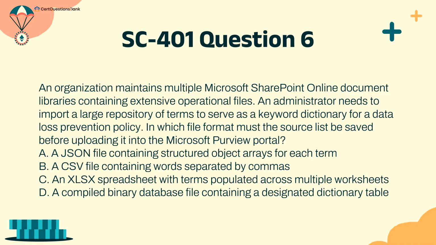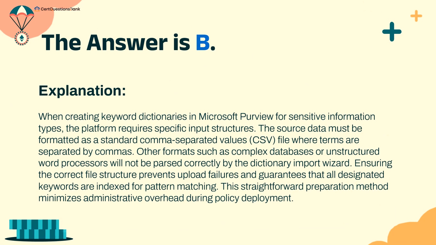A. A JSON file containing structured object arrays for each term. B. A CSV file containing words separated by commas. C. An XLSX spreadsheet with terms populated across multiple worksheets. D. A compiled binary database file containing a designated dictionary table. The answer is B.